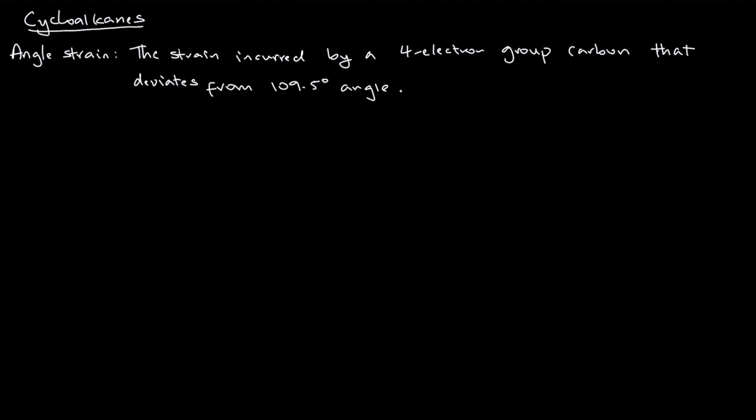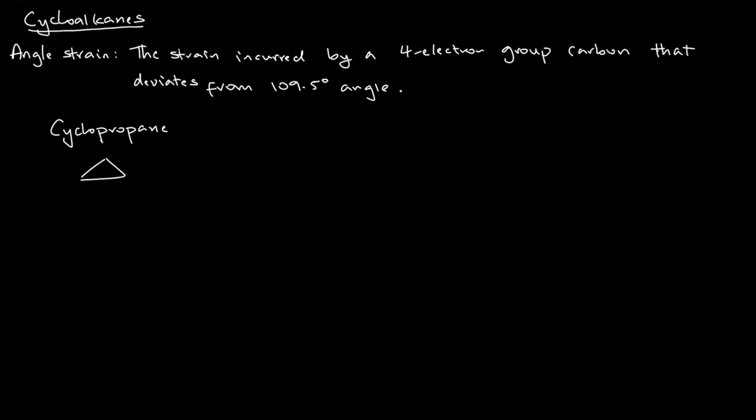So we're going to begin our discussion with the definition of a new kind of strain called angle strain. Angle strain is a strain that is incurred by a molecule when a carbon that has 4 electron groups within that molecule deviates from the 109.5 degree angle.